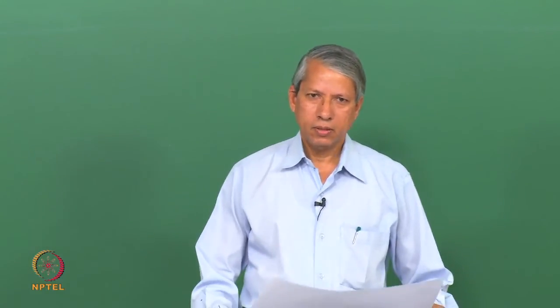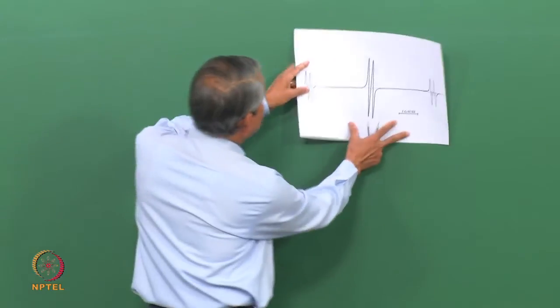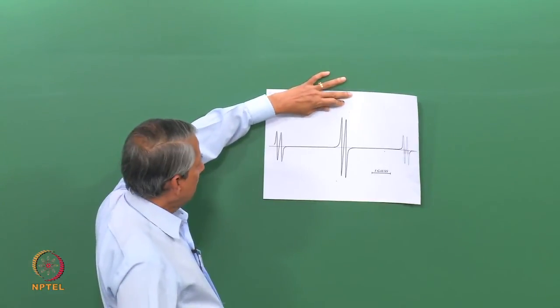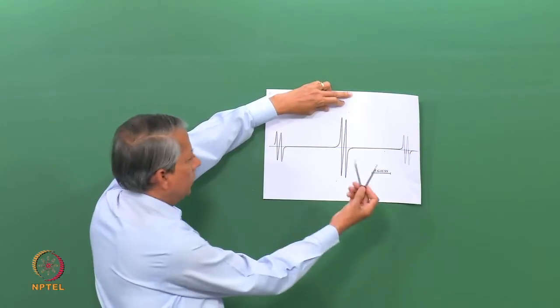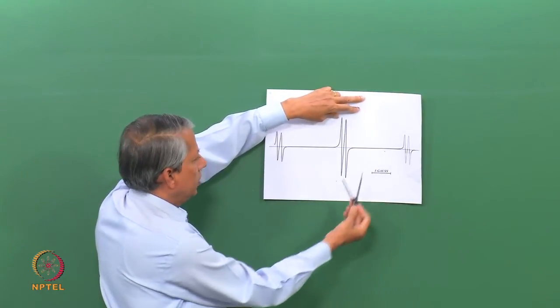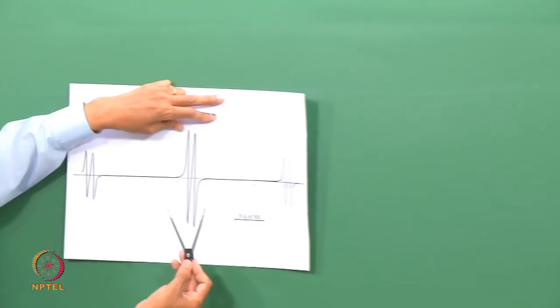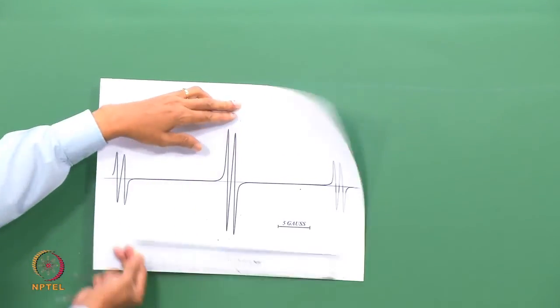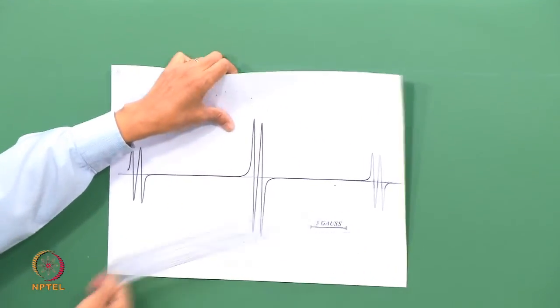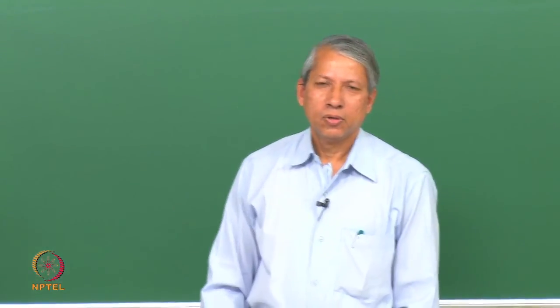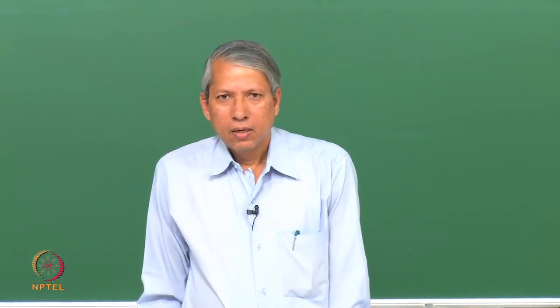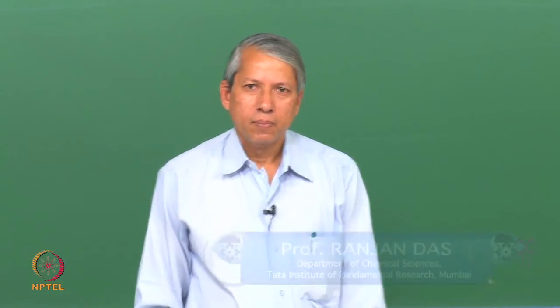We have just now seen how to analyze first order EPR spectra which are recorded on paper, and use these two important tools. One is this divider, and the other one is this ruler. This may sound old fashioned, because nowadays almost all EPR spectrometers are interfaced with computers, and one rarely gets spectra printed on paper, but they are available in electronic form and one can analyze them on the computer.